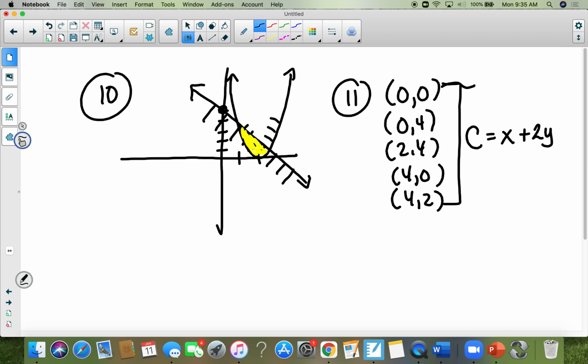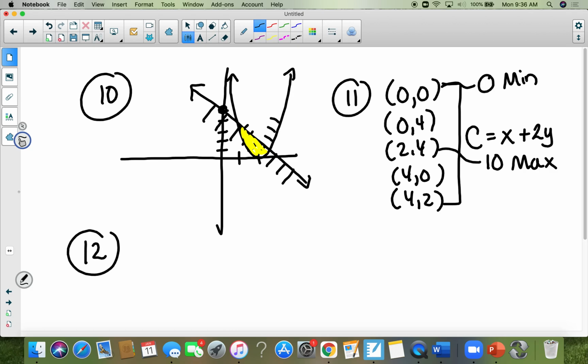And when you plug 0, 0 in, you get 0, and that's your min. And your max is at 10. And the 10 looks like this one right here. You get 10 for your max if you put it in there. So, number 12.